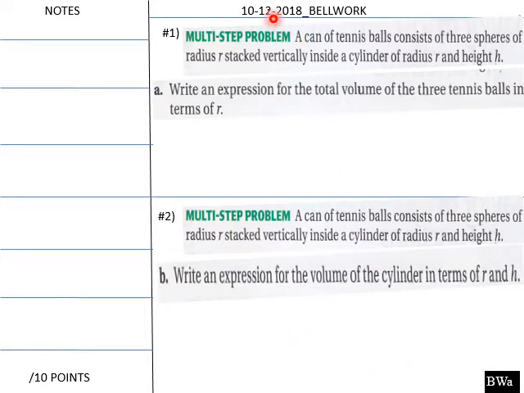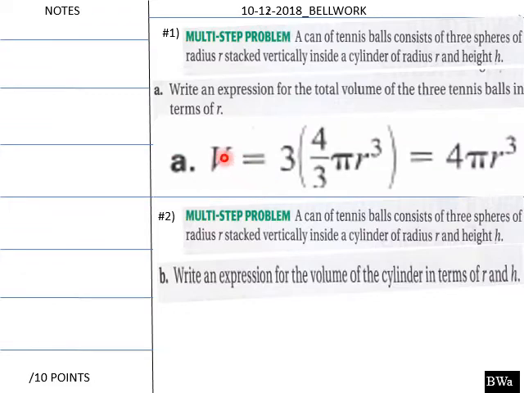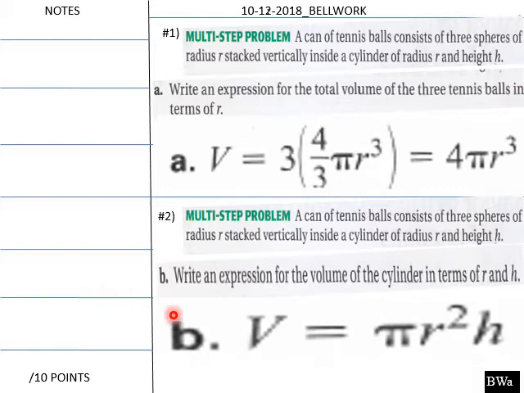Okay, here's the solution to our bell work. There is the volume of the 3 tennis balls. It comes out to this: 4/3 pi r cubed is the volume of a sphere. And then the volume of a cylinder is pi r squared h.